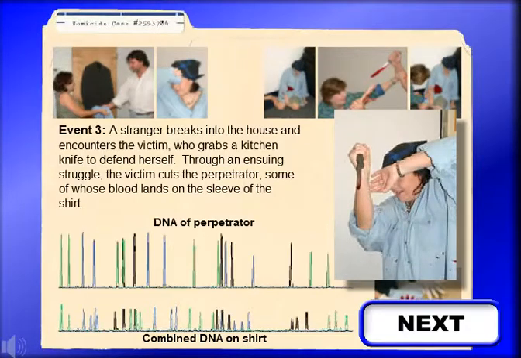Event 3. A stranger breaks into the house and encounters the victim, who grabs a kitchen knife to defend herself. Through an ensuing struggle, the victim cuts the perpetrator, some of whose blood lands on the sleeve of the shirt.